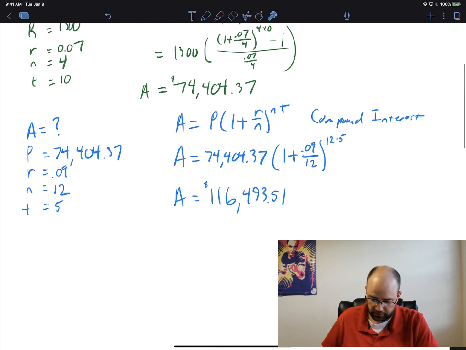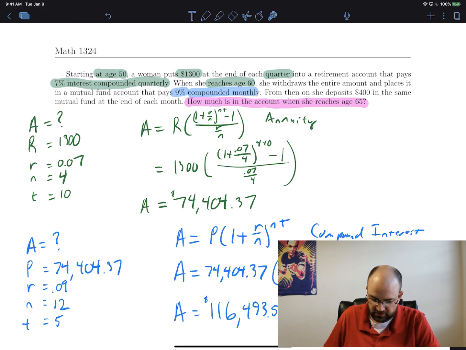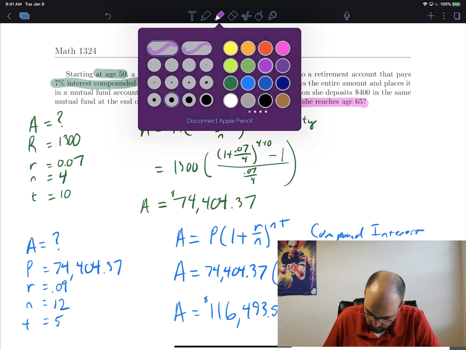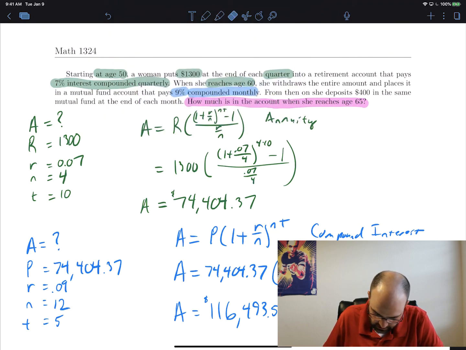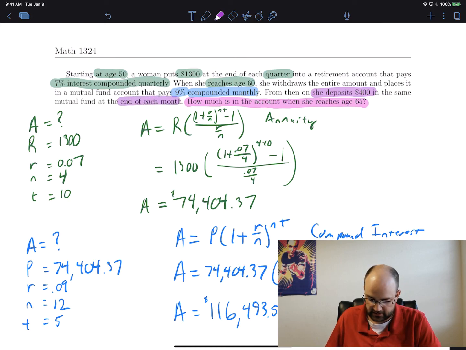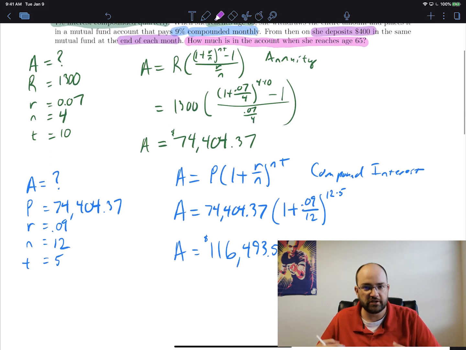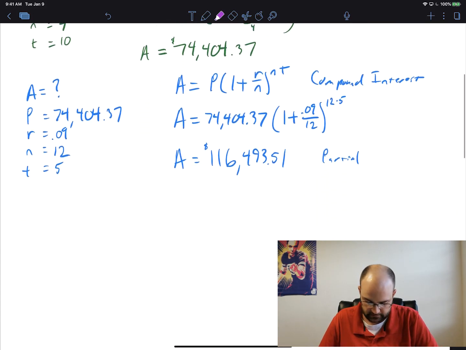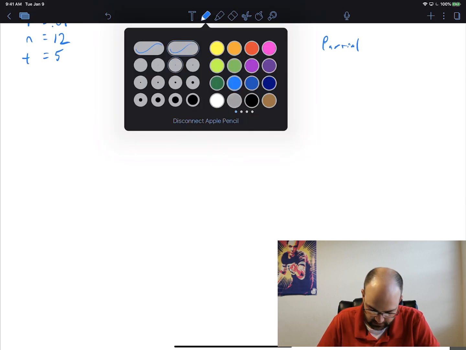But that's not it. That's only partially the answer here. Because not only did she take the amount that she accumulated here, she's also depositing $400 in the same mutual fund at the end of each month. So the same interest rate, just she's actually creating a new annuity at this point. Okay, so let's see what that looks like.